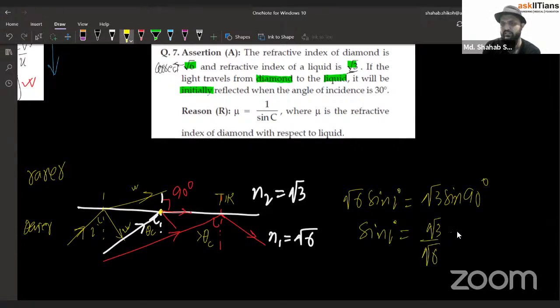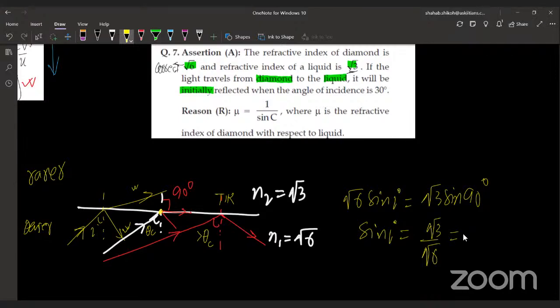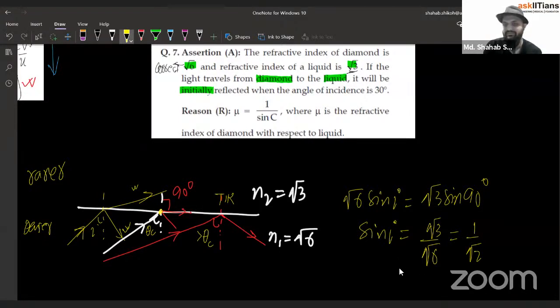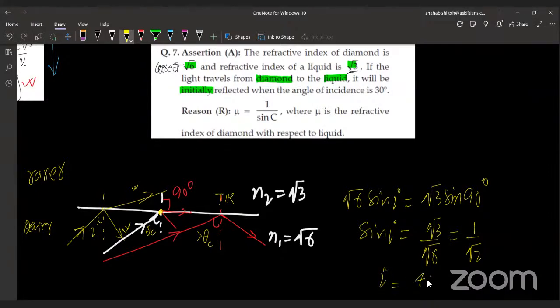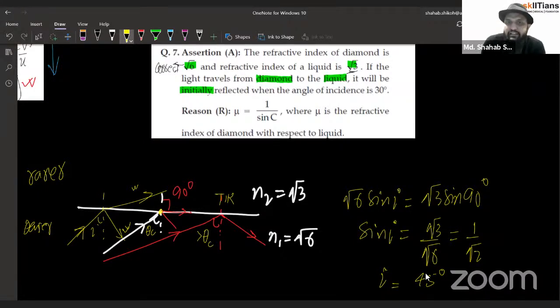How much is √3 by √6? It is 1 by √2. So what is I? 45 degree. That means if the light hits at an angle of incidence more than 45 degree, then TIR will take place, otherwise not. Agreed or not? Yes, sir.